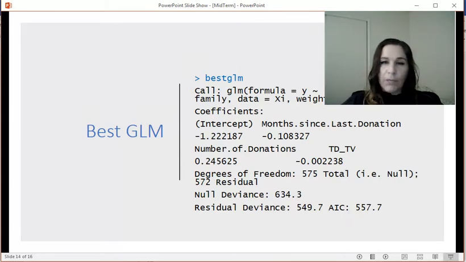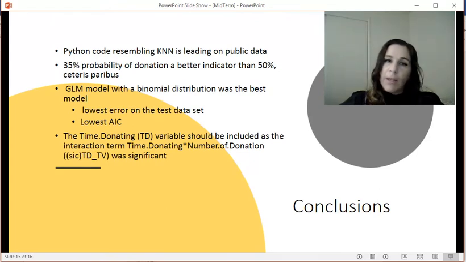Drawing on that, we did select from all best general linear models and came up with a slightly smaller model that didn't include total time donating. With the conclusions of this study, we find that the Python code resembling K's nearest neighbor is leading on public data. A 35% probability of donation is a better indicator of future donation than 50%, ceteris paribus, all other factors being held equal. The GLM model with a binomial distribution was the best model. It had the lowest error on the test data set and the lowest AIC.